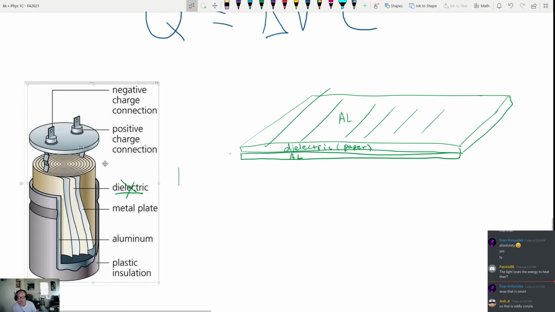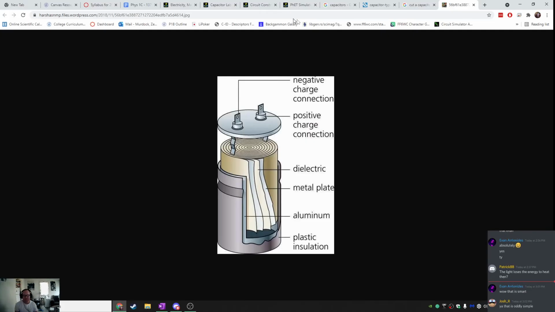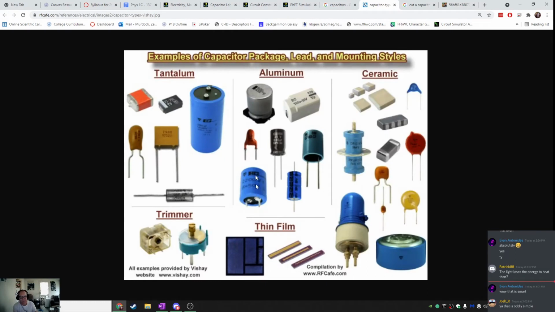Okay, so this is what you're going to see when you go and use capacitors. And of course, when you look at these things, they have values written on them.